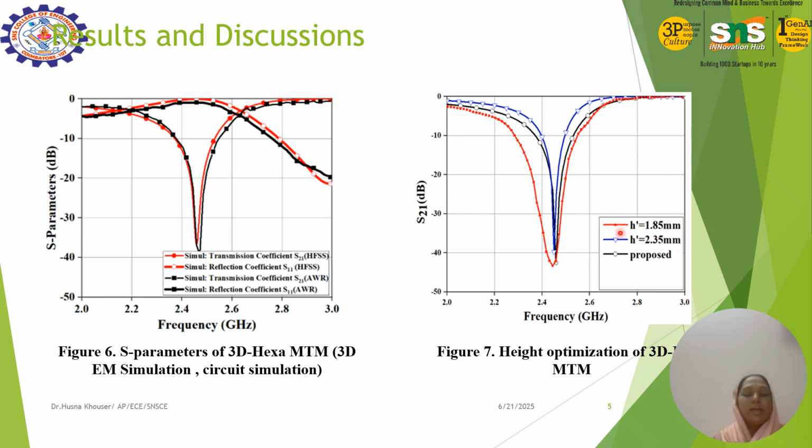And I have made the structure optimized with respect to the air gap. Based on the height of this H dash, I have made the structure resonate here. Here you can see how the height of this 3D MTM has been optimized. To validate the structure and achieve the maximum gain and coupling, we have used this structure height analysis and circuit analysis.